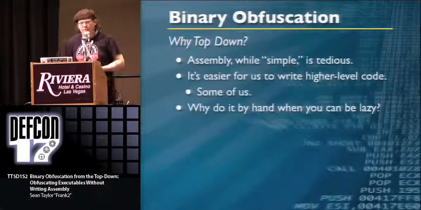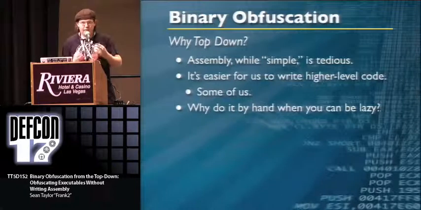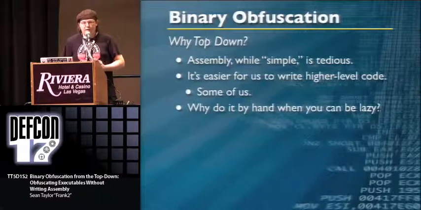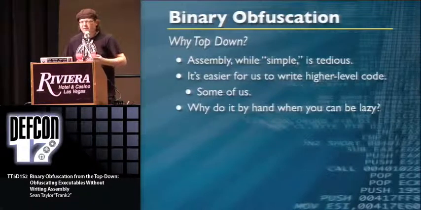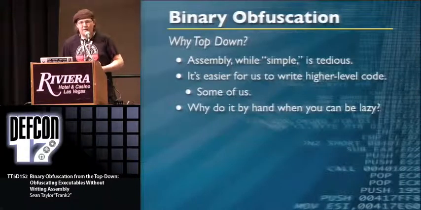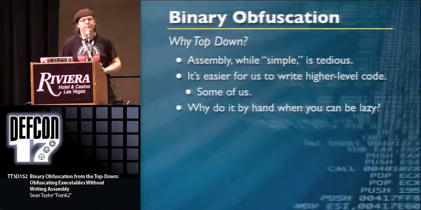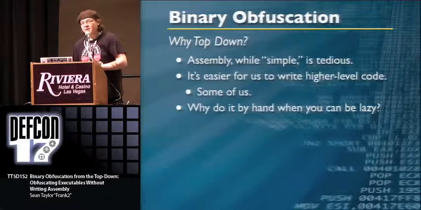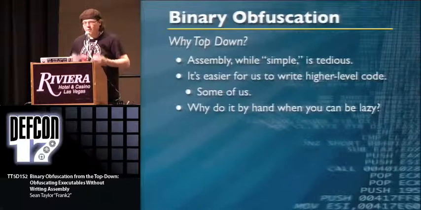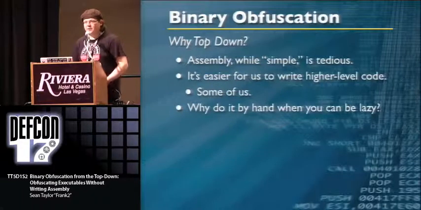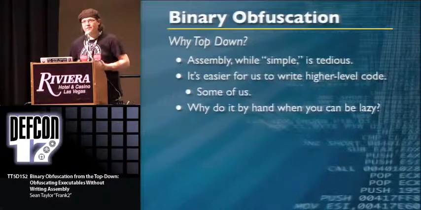So why exactly are we going to talk about this from the top down? Well, assembly is very simple. It's basically a bunch of different commands for a Turing machine, and it's just basically a math machine when it comes down to it. But because it's just simply a math machine, writing out anything coherent, like a really big old program in assembly, can be kind of tedious. I mean, there are a whole lot of really awesome 64K programs out there, but it takes a lot of time. It's also a lot easier for some of us to write higher level code. It's more coherent for us to think of it from the top down rather than from the bottom up. It's just a more natural way of thinking about things. And why do it by hand when you can be lazy? If you can do this the simple way, that's usually the greatest way.